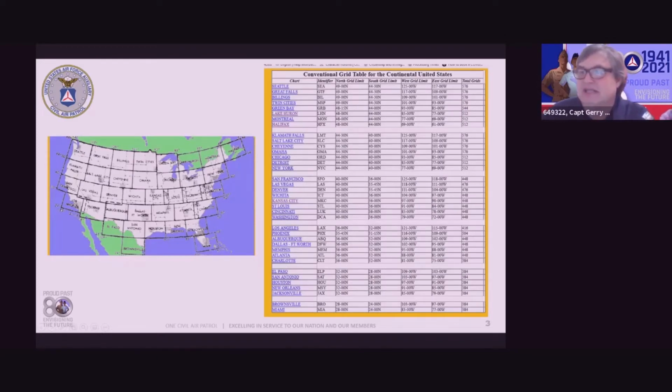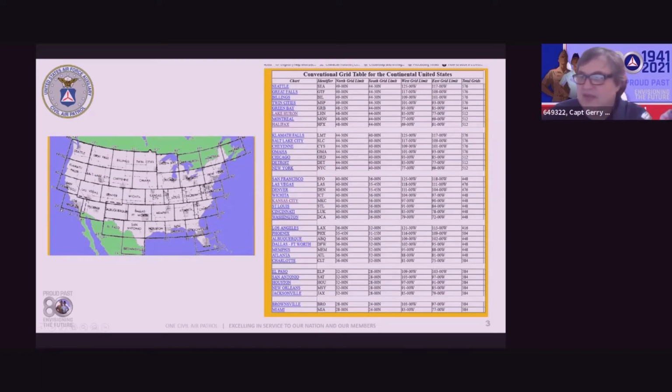This is the grid table for the continental United States. This table shows the names and the latitude and longitude boundaries of each section. For example, Seattle is at 49 degrees north, with 44 degrees 30 minutes north as the southern grid limit. So it's actually 4.5 degrees that we're talking about here. The west grid is at 125 degrees west, and the east grid is at 117 degrees. Inside, there's a total of 576 grids. We're going to get to that in a second. I'm going to show you how that works.